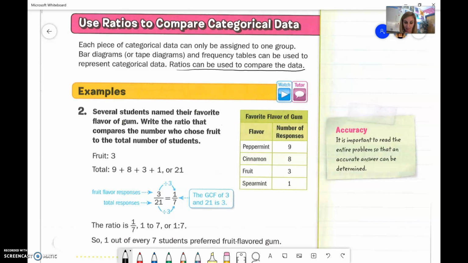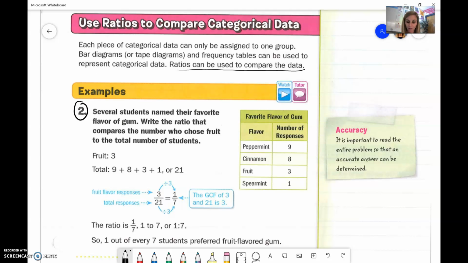So I want you to take a look at this. I love this question because you know when you guys get in 6th grade, you guys can chew gum as long as I don't hear it or see it, right? So it's like super cool. So this is talking about flavors of gum. So several students named their favorite flavor of gum.